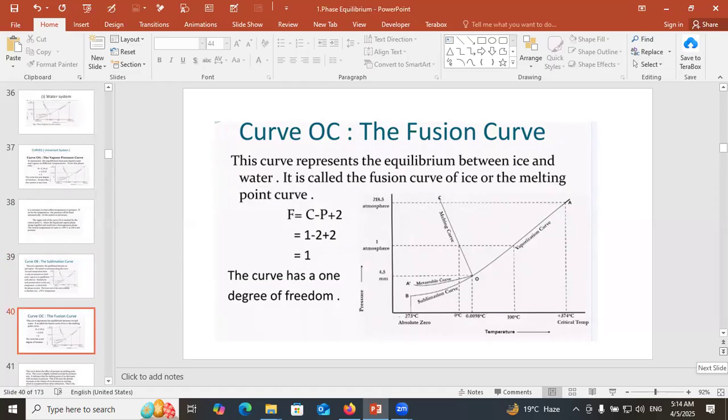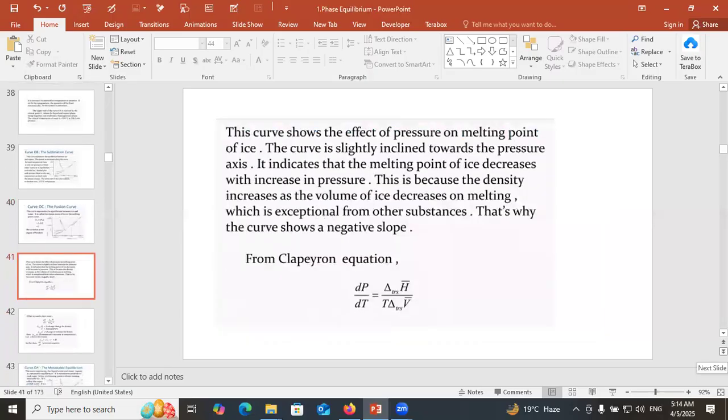Curve OC, the fusion curve. This curve represents the equilibrium between ice and water. It is called the fusion curve of ice or the melting point curve. F equals C minus P plus 2: 1 component, 2 phases, plus 2, gives 1 degree of freedom. This curve shows the effect of pressure on the melting point of ice. The curve is slightly inclined towards the pressure axis. It indicates that the melting point of ice decreases with increase in pressure.